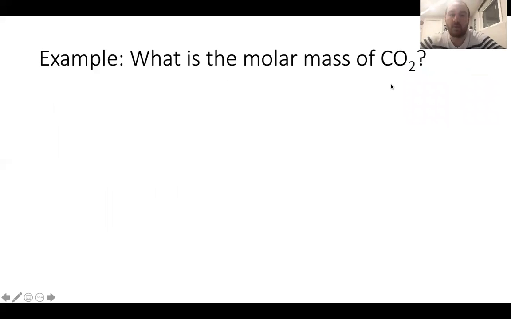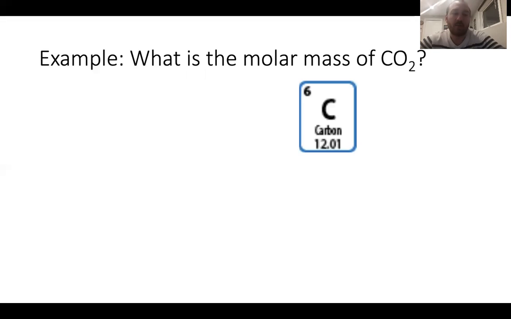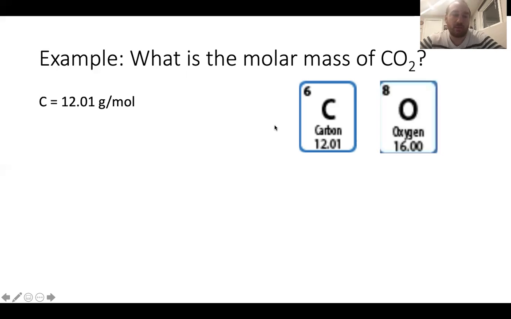Okay, so now we're looking at our first example. It says to calculate the molar mass of carbon dioxide. So our first step is to determine the chemical formula, but in this case, it's already provided to us. The chemical formula of carbon dioxide is CO2, so we can just move on to step number 2. So step number 2, we're going to look at the molar mass of each element. So for carbon, it's 12.01 grams per mole, and for oxygen, it's 16 grams per mole.